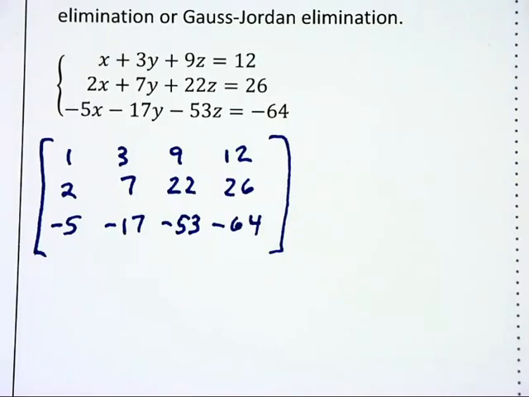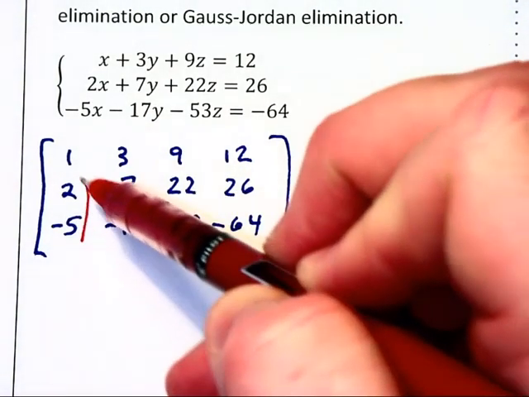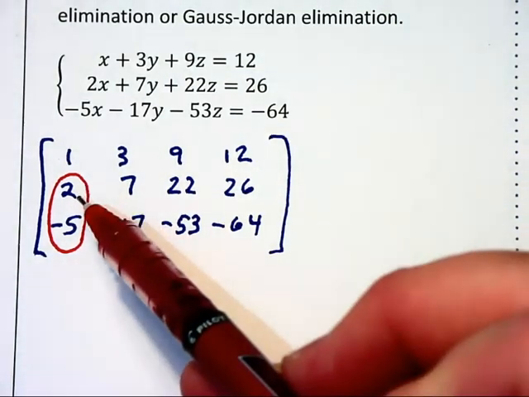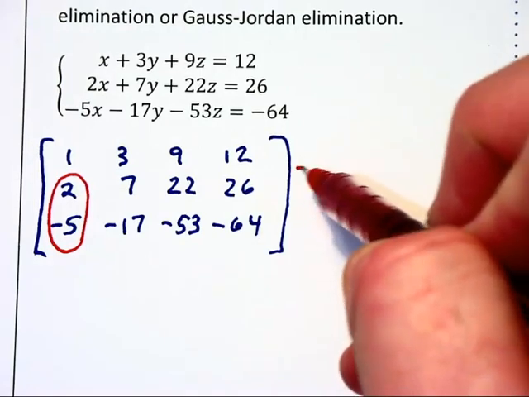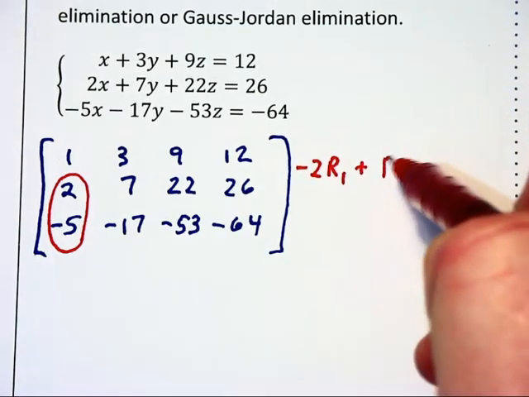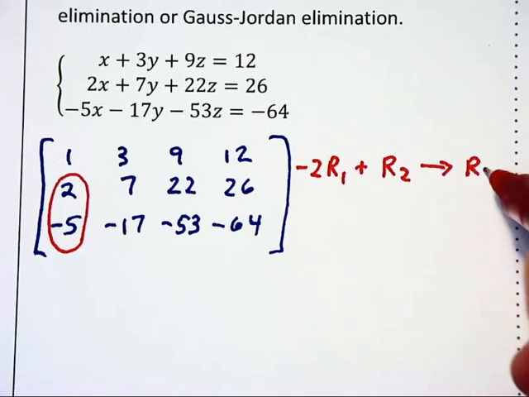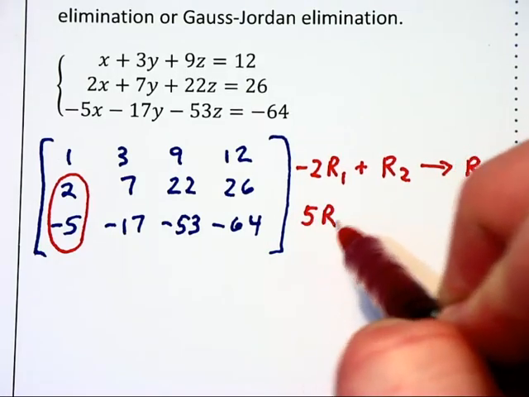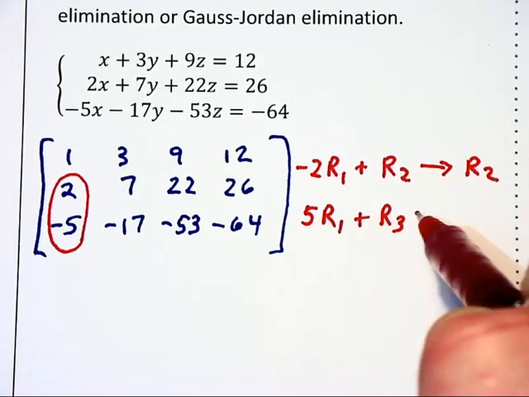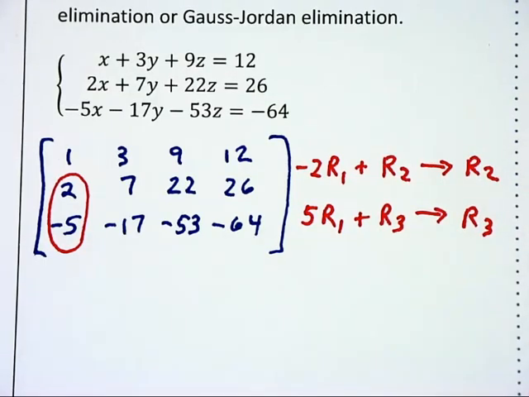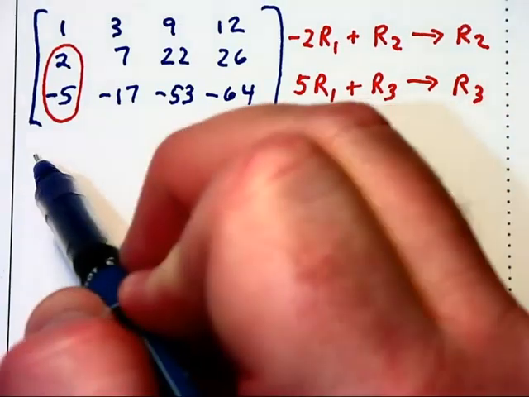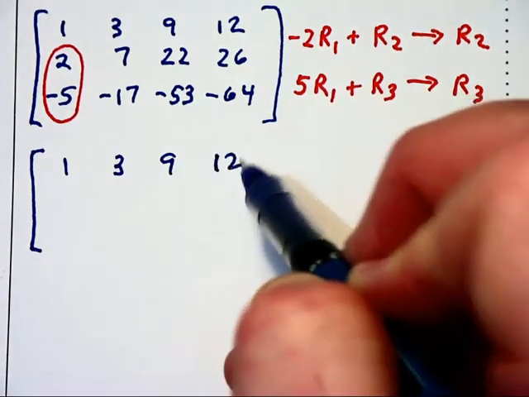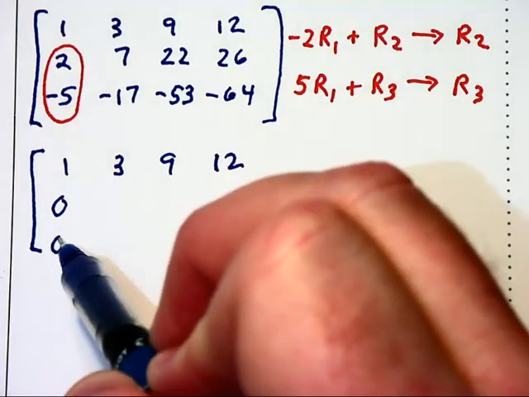So no problems yet. Now I want to get zeros in that first column beneath the 1, and to do that I need some opposites. To cancel out the 2 I need a negative 2. So negative 2 row 1 plus row 2 will give me the new row 2. And to cancel out the negative 5 I need a positive 5. So 5 row 1s plus row 3 gives us the new row 3. Here we go. Row 1 is going to stay as is, so let me rewrite it: 1, 3, 9, 12. We're going to have zeros in that first column by design.